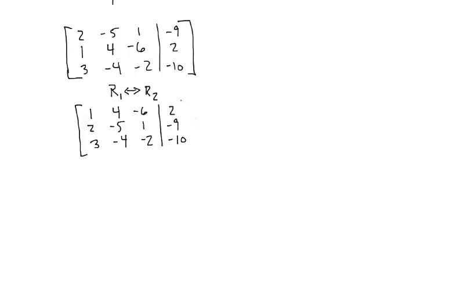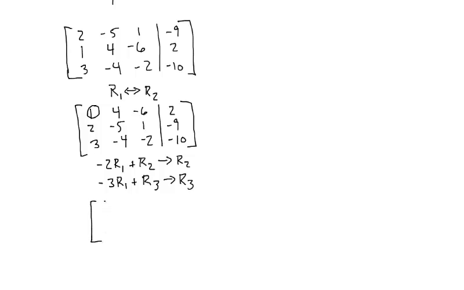And now we want to get zeros where the 2 and the 3 are, using row 1 as our pivot row. So we're going to have negative 2 times row 1 plus row 2, and we're going to put that into row 2. And then we're going to have negative 3 times row 1 plus row 3, and we're going to put that into row 3. So the first row stays the same.